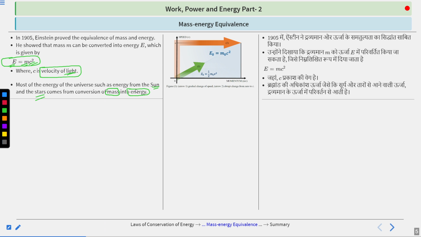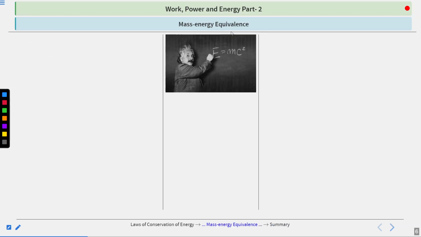Okay. So E is equal to mc square was proposed by Albert Einstein in 1905. It is famously known as the mass energy equivalence. This equation is known as the Einstein formula of mass energy equivalence. And please be careful, it is mass energy, not mass energy.